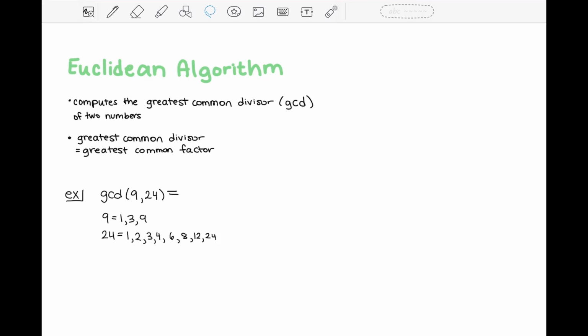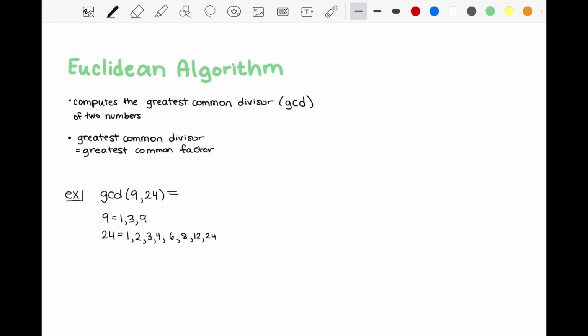So today I'm going to be talking about the Euclidean algorithm, which is just a process to compute the greatest common divisor of two numbers. So I have an example down below, and we're trying to calculate the greatest common divisor of 9 and 24. So essentially, you're trying to find what is the greatest number that can divide both 9 and 24 evenly.